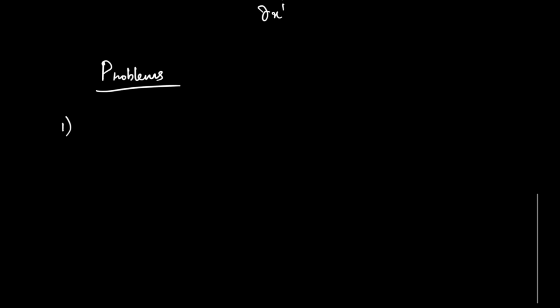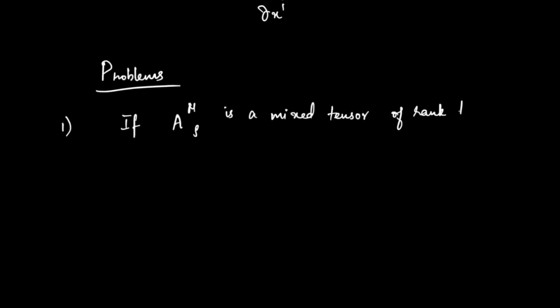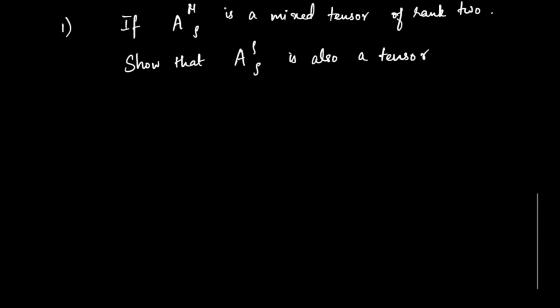First one, if A mu rho is a mixed tensor of rank 2, then show that A rho rho is also a tensor. Okay, so given A mu rho is a mixed tensor of rank 2, that is already given, and we have to show that A rho rho is also a tensor.